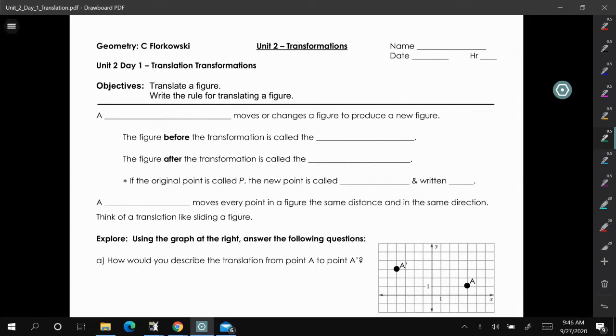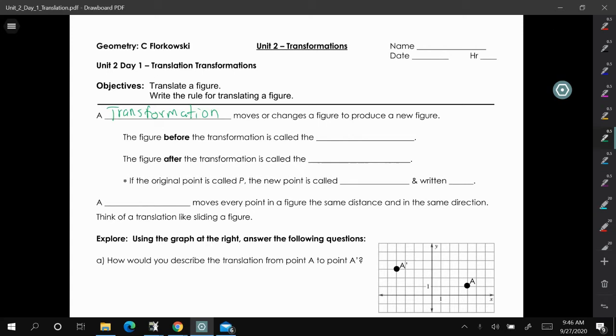Unit 2 is all about transformations. So we're going to talk about some definitions first, and then we'll talk about our first transformation, which is a translation. So we have a transformation. It moves or changes a figure to produce a new figure.